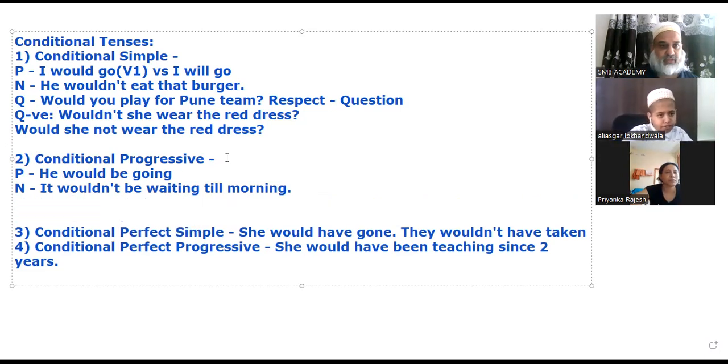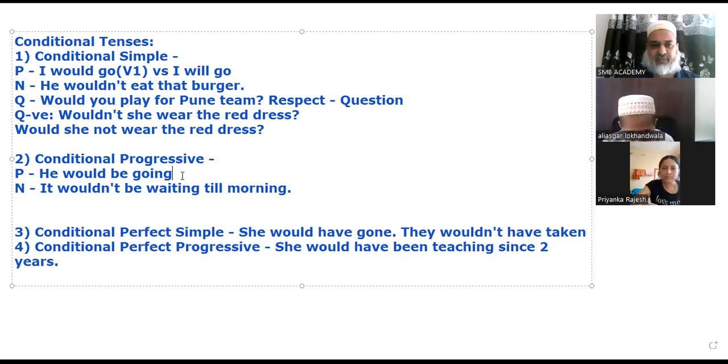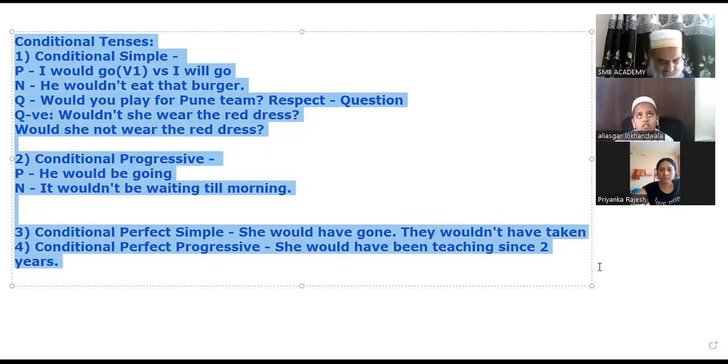Conditional progressive. What is the difference between conditional progressive and conditional simple? Not a big difference. Here we say I would go. Here what we are saying? He would be going. So here we are just adding be and then ing. If this session ends, you need to log in again, so you can come again. I'll just copy this so that we have it in our memory.